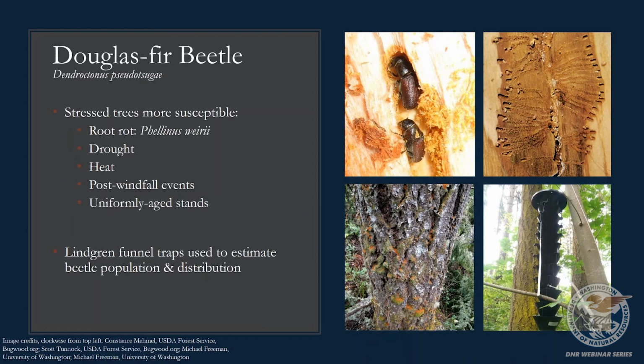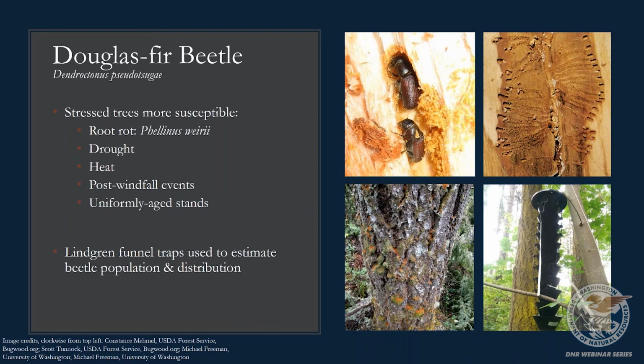And also uniformly aged stands. In stands that have been previously clear-cut, all the trees that grow up tend to be usually Douglas fir and more dense. These stands where all the trees are the same age and have low diversity, where it's mostly dominant Douglas fir, are particularly susceptible to Douglas fir bark beetle infestation, assuming there's an introduction of another disturbance agent.